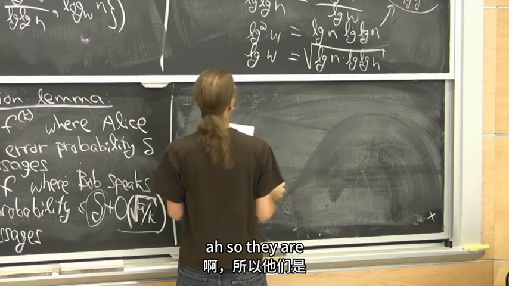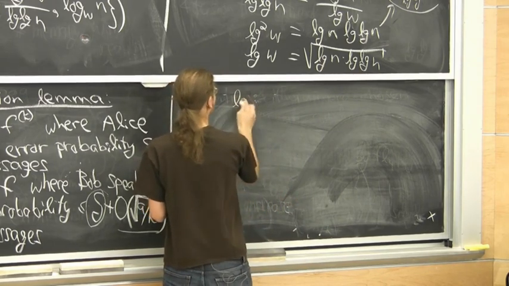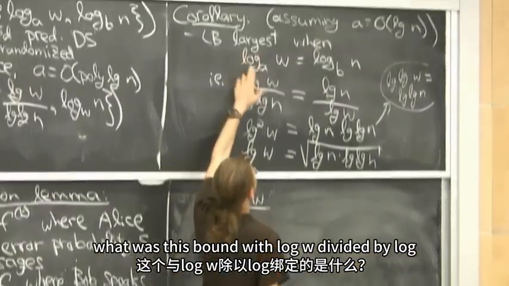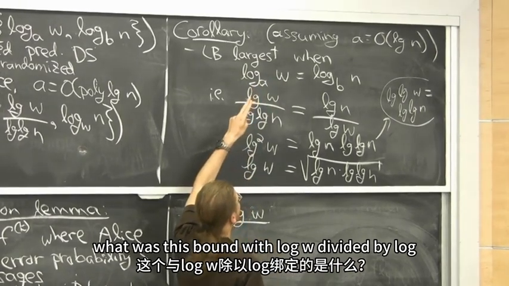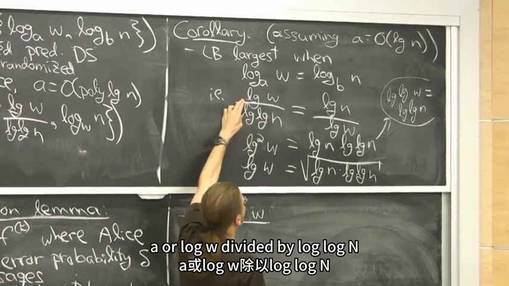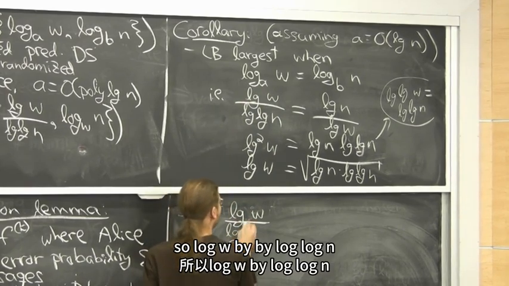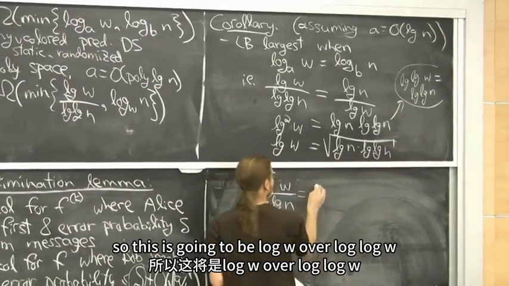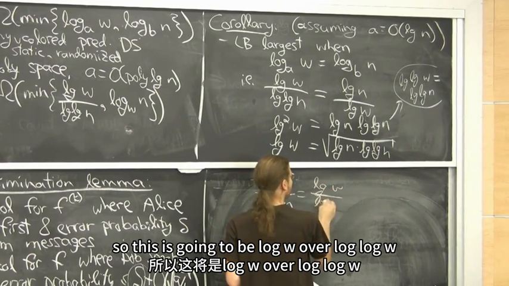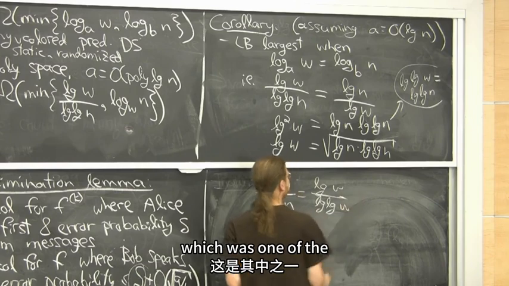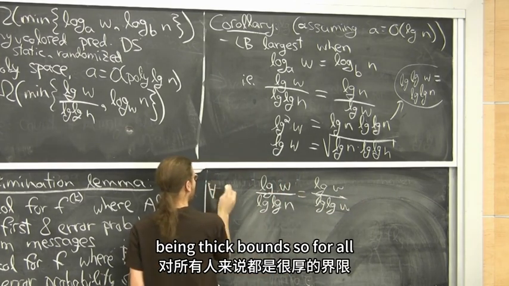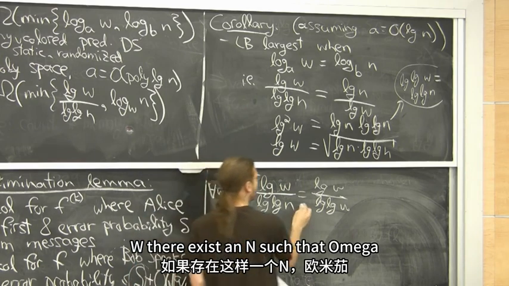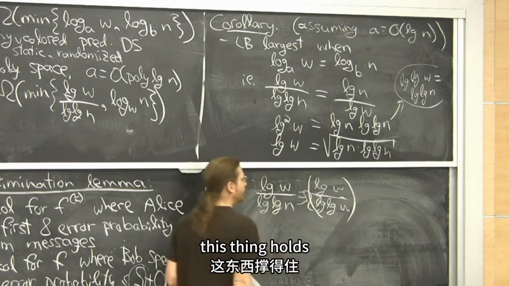So they are, we want to compute what was this bound. We have log w divided by log a, or log w divided by log log n. But log log n now is log log w. So this is going to be log w over log log w, which was one of the beam-thick bounds. So for all w, there exists an n such that omega, this thing, holds.